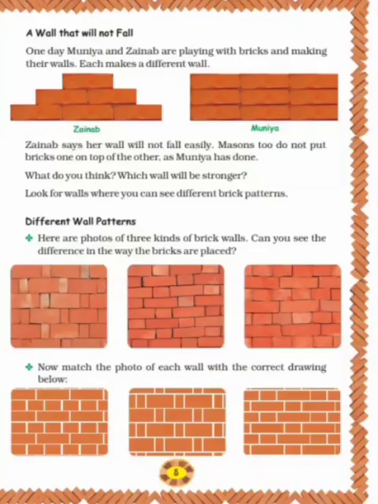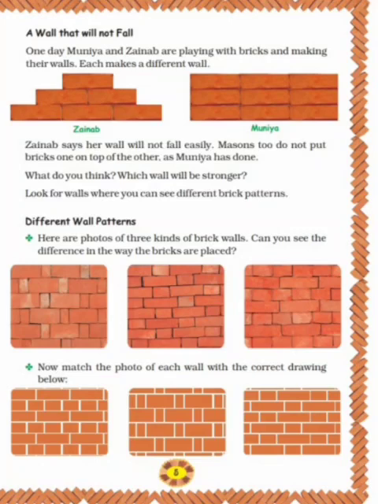Now turn to page number 5. A wall that will not fall. One day, Munia and Zainab are playing with bricks and making their walls. Each makes different walls. As you can see here in the pictures, Zainab made a different structure than that of Munia. The question is, what do you think? Which wall will be stronger?